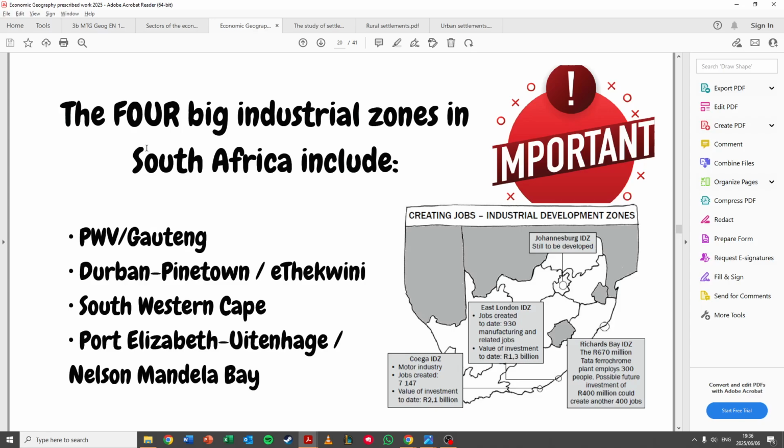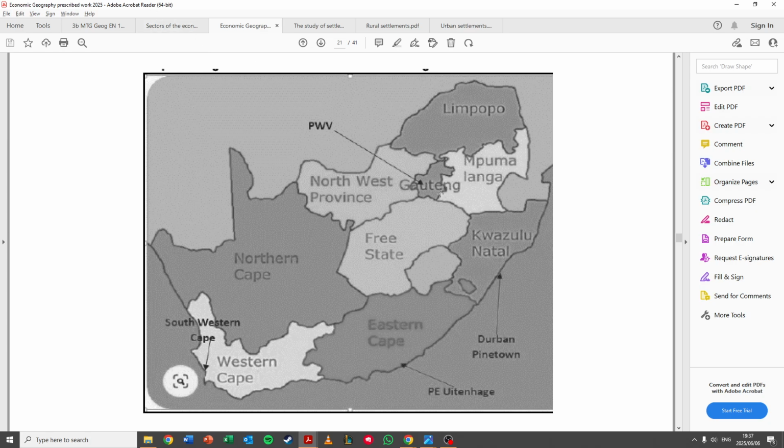Luckily, if you just read the name, it should give you an idea. Obviously, they won't give you a drawing of a province and tell you to pinpoint exactly where this is. There are only 4 provinces that include this, and it tells you exactly where it is. Gauteng, PWW, right in Gauteng; Southwestern Cape, it's in the name; PE Uitenhage, Eastern Cape; and Durban, Pinetown, KwaZulu-Natal.